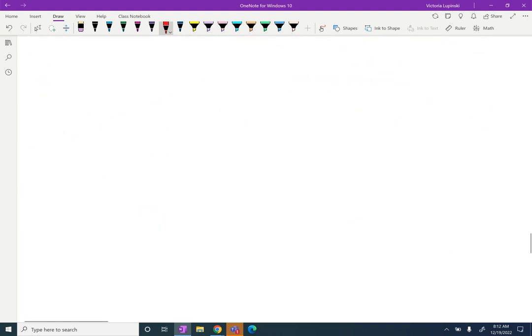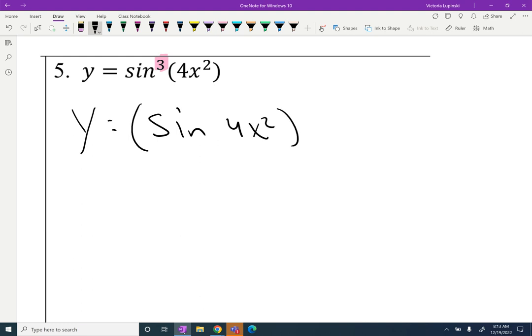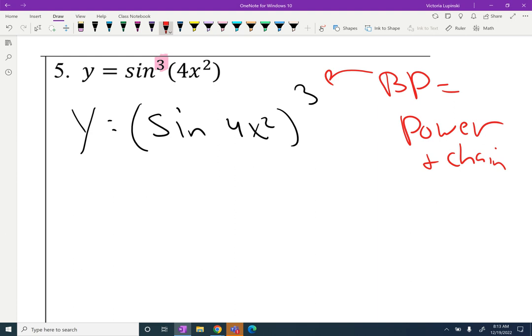Okay, last problem then. Sine cubed of 4x squared. What you have to realize about this problem in order to do it correctly is that you must rewrite this as the sine of 4x squared, the whole thing cubed. If you don't rewrite it like that, you don't have a very good shot of getting the right answer. And then the big picture in this case is a power rule problem, and of course, the chain rule.